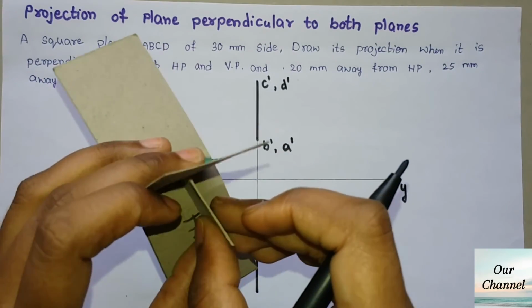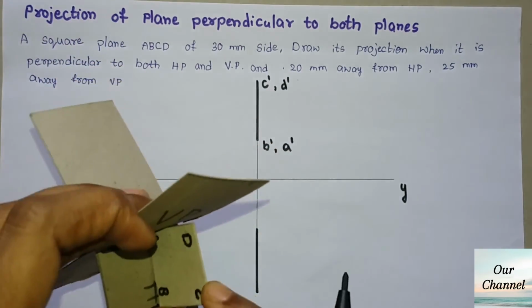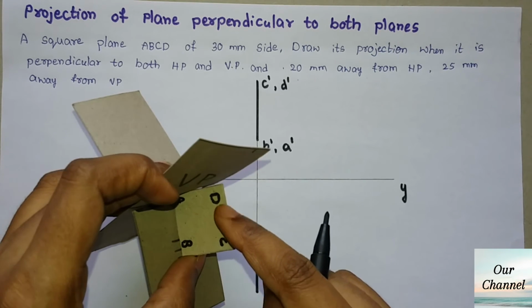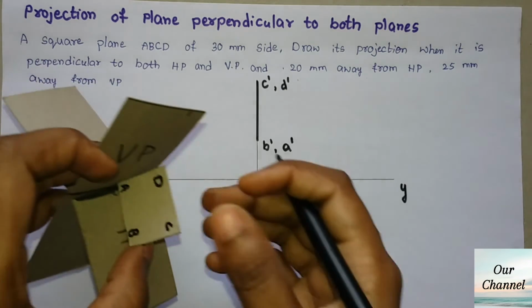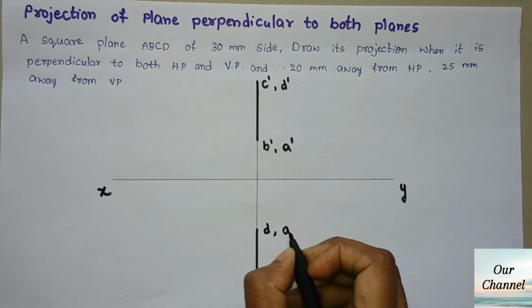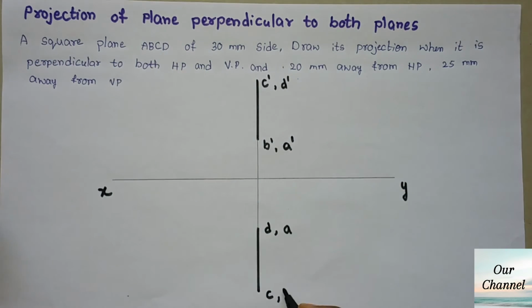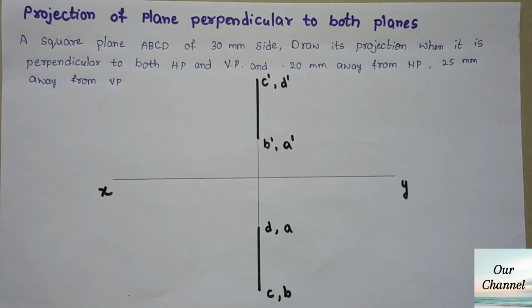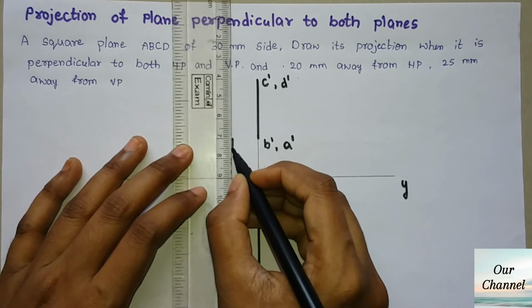Now the top view. D C. Below D, A. So write A, and below C, B. Write B. We are not using dash here because it is top view. Now write the measurements.